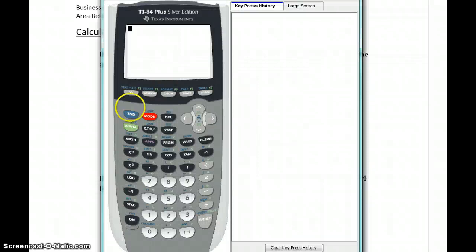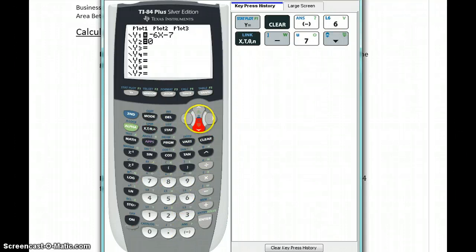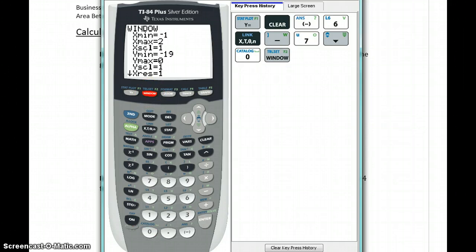So using a graphing calculator, if we go to the y equals screen, we can type in negative 6x minus 7, set y2 to be 0. So now we've got our two different lines, or two different curves, being graphed. The next thing we can do is go to the window screen and adjust our x-min and our x-max to match the given domain for the function. In this case, it is negative 1 to 2.